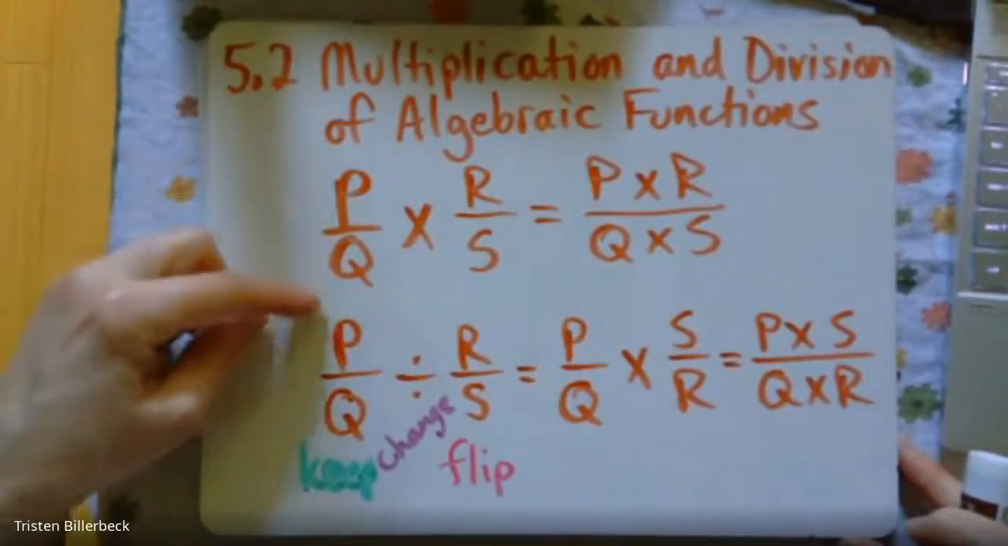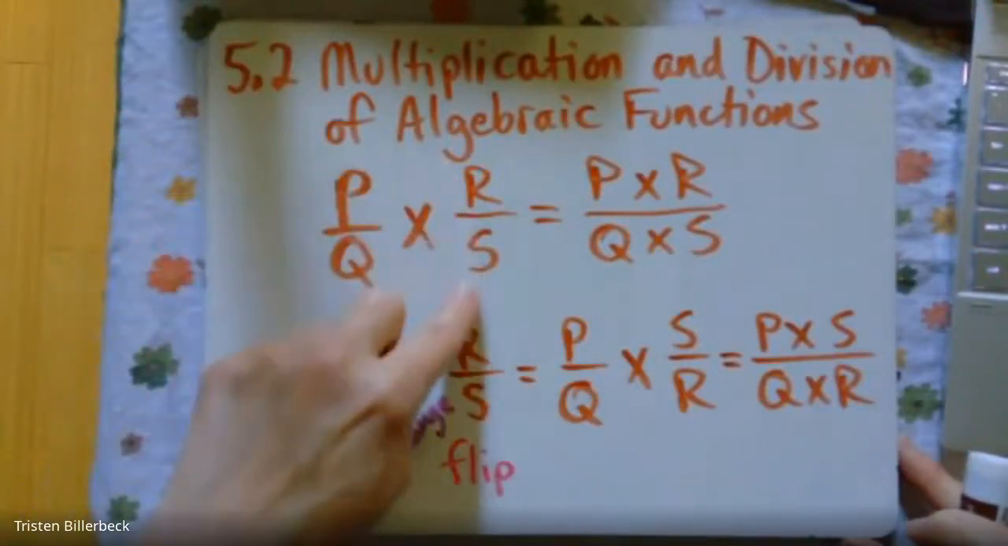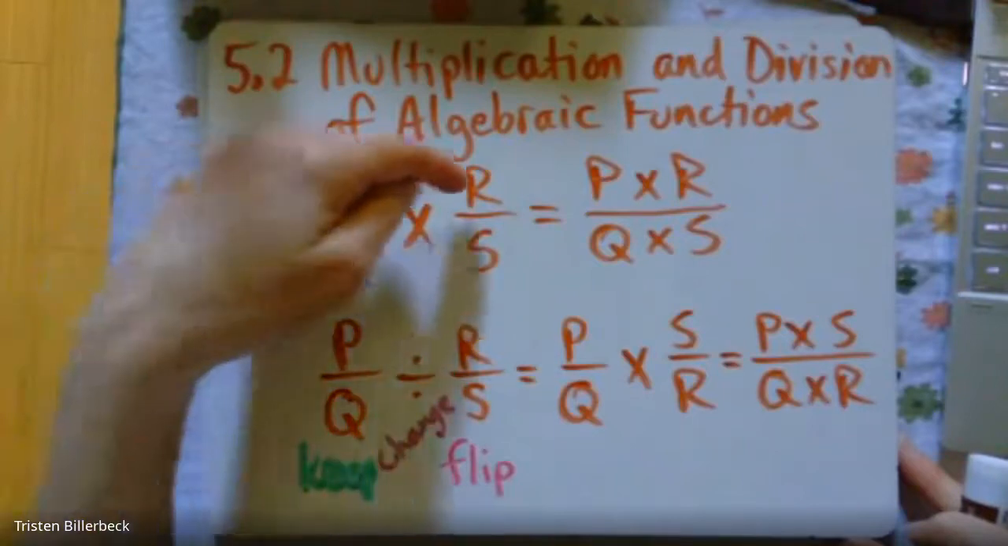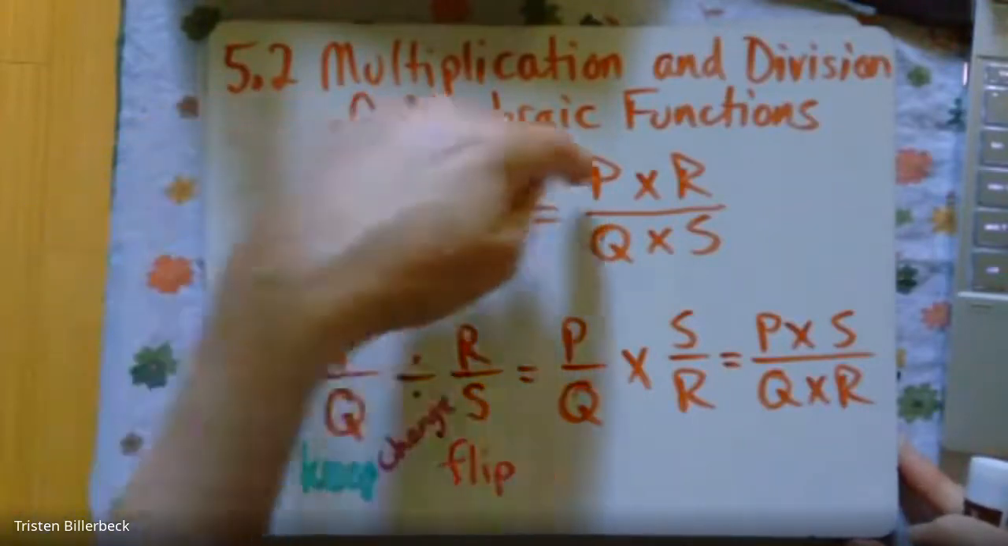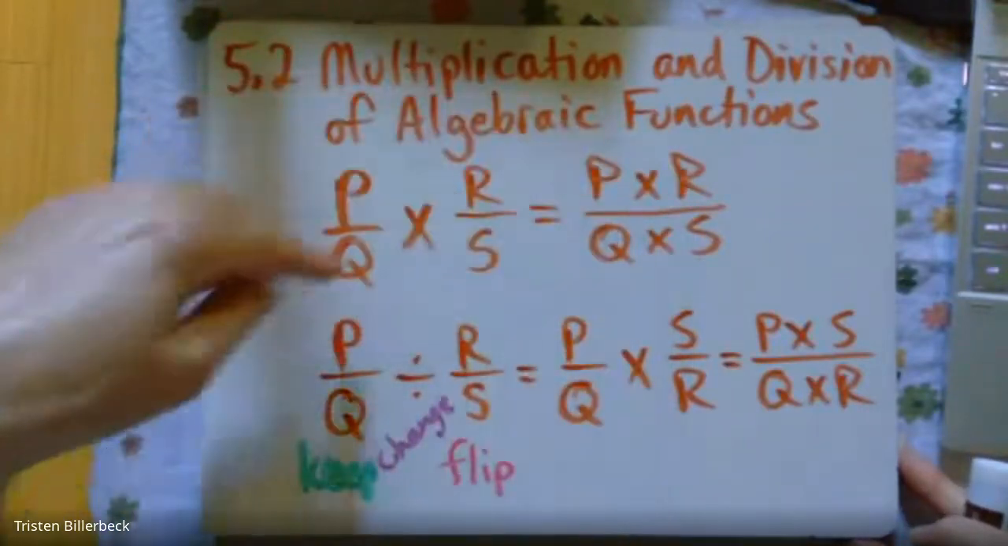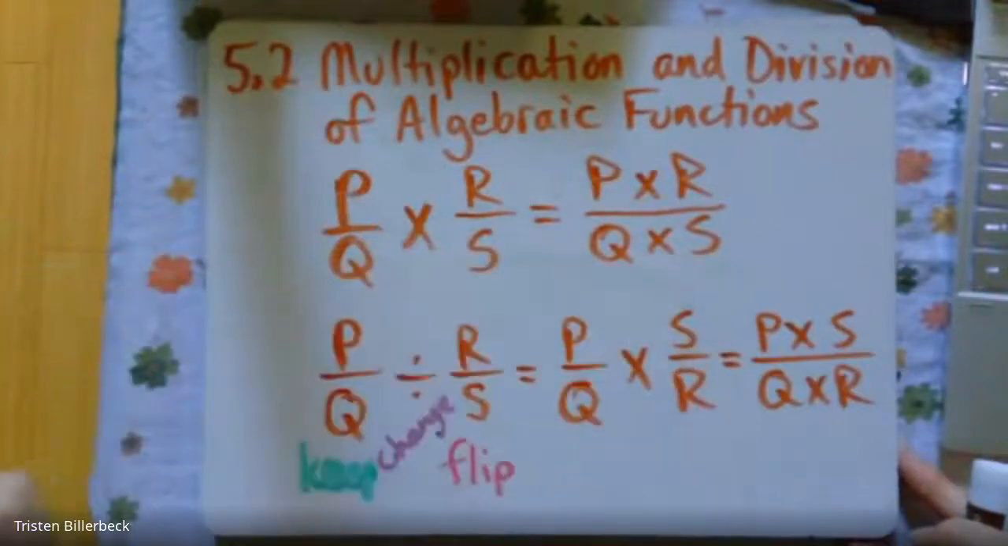We're going to talk about 5.2, multiplication and division of algebraic functions. If I have P over Q times R over S, that's the same thing as multiplying these two: P times R on top, and on the bottom, Q times S.